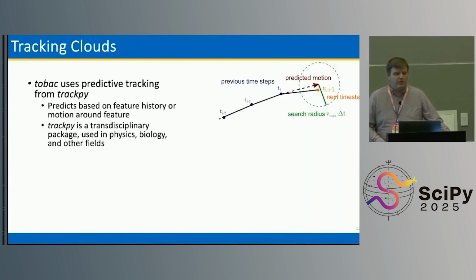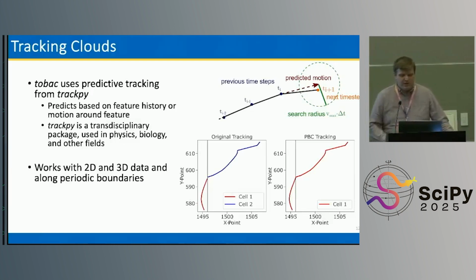Finally, the tracking is what brings it all together. We use predictive tracking from TrackPy, which predicts based on feature history or motion around the feature. And tobac is one of those where we really stand on the shoulders of giants, and it's wonderful that we are able to bring all these different tools together, into a common data format and data output, and stitch them all together to build a really comprehensive total package. This again works with 2D and 3D data and works along periodic boundaries. And we also have tools built into tobac now that will allow you to identify mergers and splits of clouds.